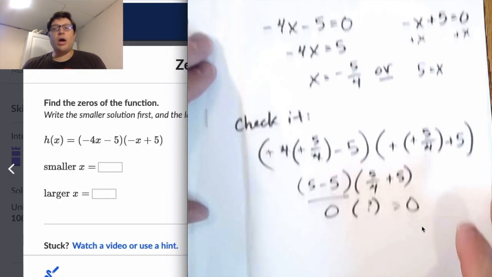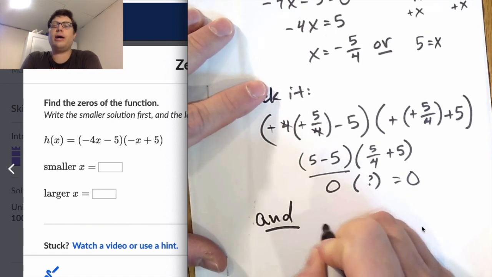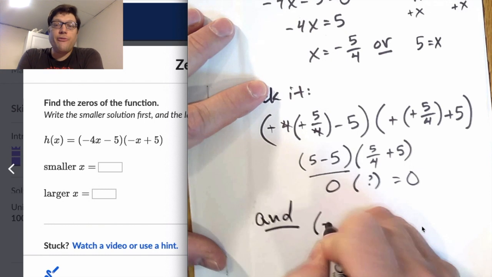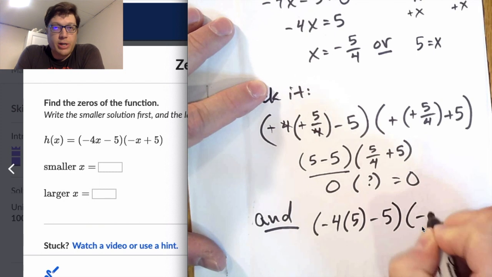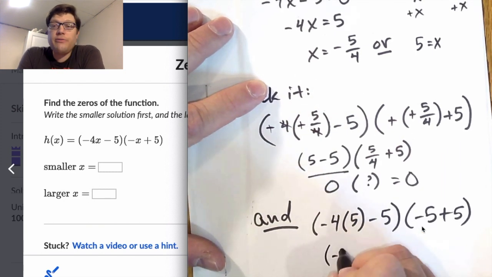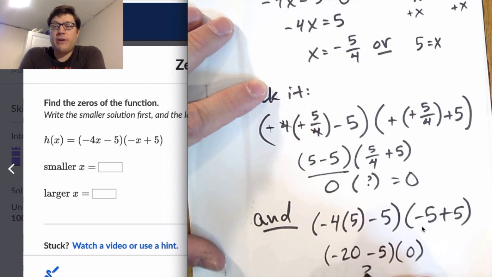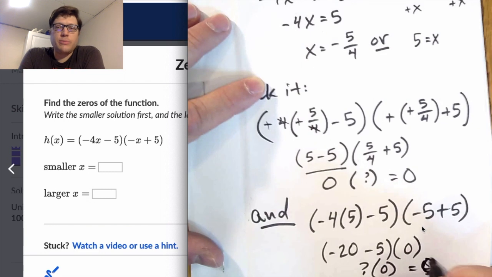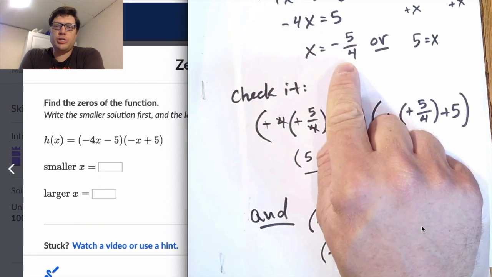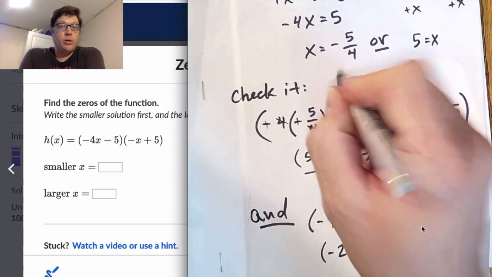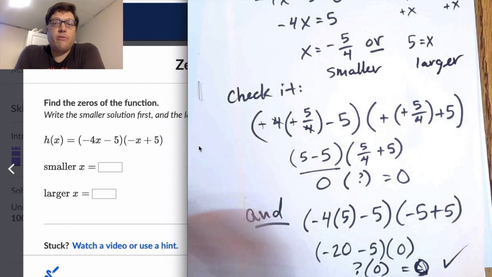I can do the same thing with the other number. Both of them should work. You should be able to put the x back in and get 0 as an output. So negative 4 times 5 minus 5, that was what the first group of parentheses was, and then negative 5 plus 5, because we're replacing the x with 5. We get negative 25 times 0. Negative 25 times 0 is still 0. So when you put those two numbers back into the original equation, you get the whole thing equals 0. And that makes them the zeros of the function.